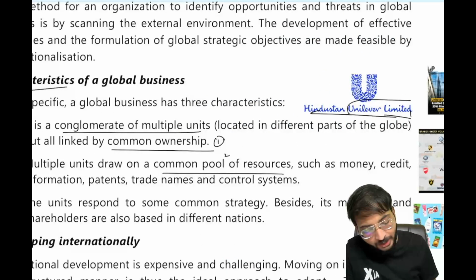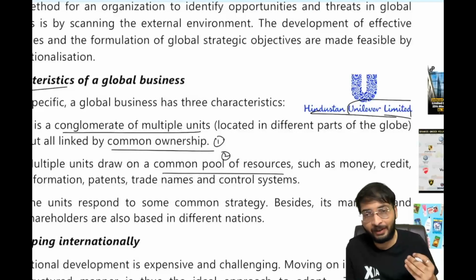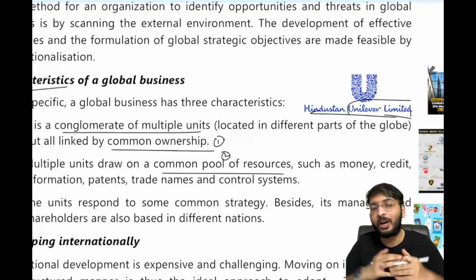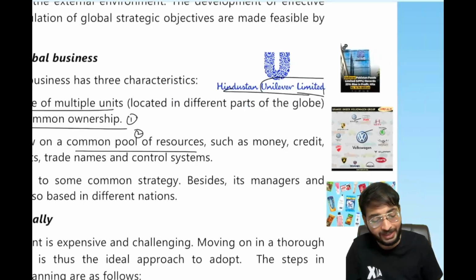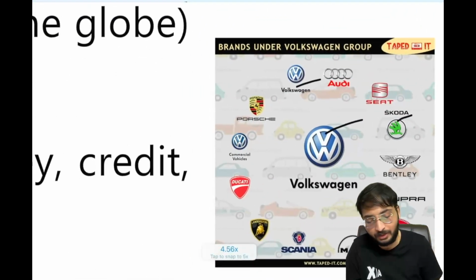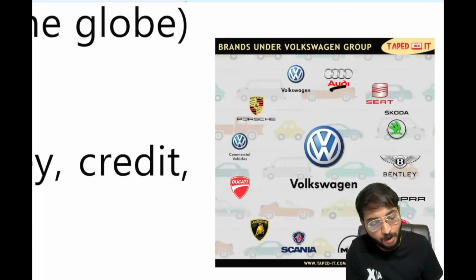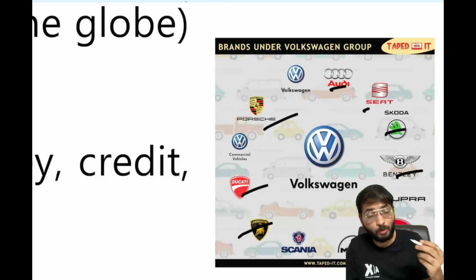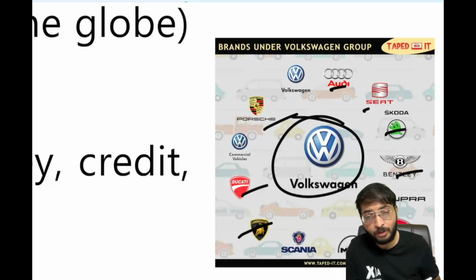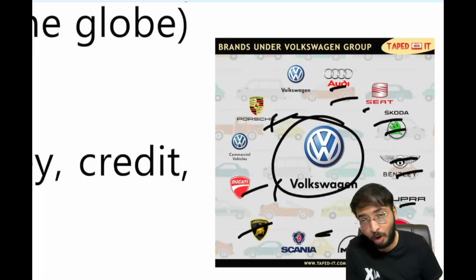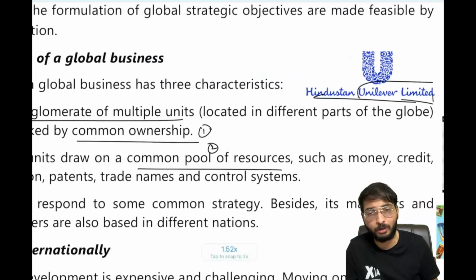The second one is common pool of resources. What are the resources which the organization has? Every organization should use the same. For example, there's a company called Volkswagen. The Volkswagen sub brands are Audi, Seat, Skoda, Bentley, Lamborghini, Porsche, Ducati, all these are owned by a parent company called Volkswagen, and these resources should be used by the other companies also. So that is common pool of resources.